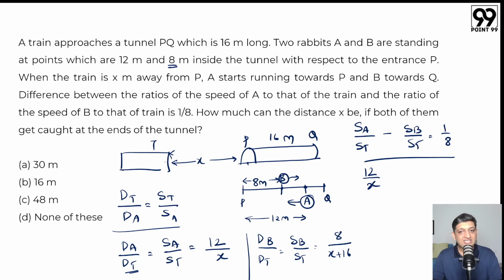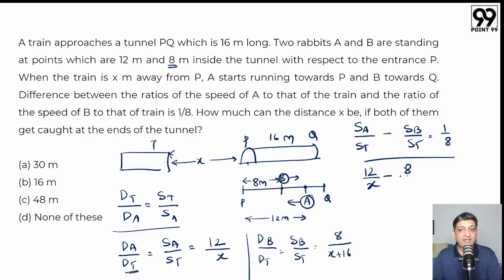So 12 by X is the first part. And if you look at the second part, the ratios of the speed of A to that of the train and the ratio of speed of B to that of the train, so 8 upon X plus 16 is what we have. So in this case, if you look at it, the numerator is reducing, the denominator is increasing, which means that this will be a smaller fraction.